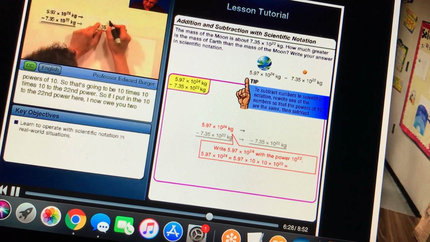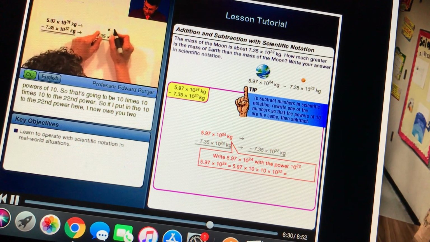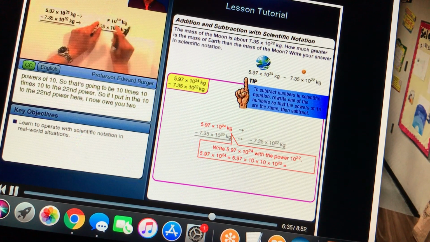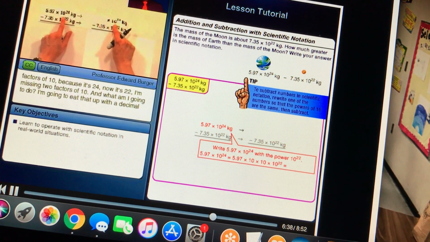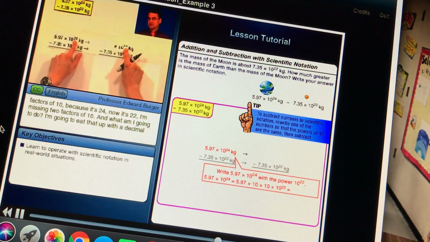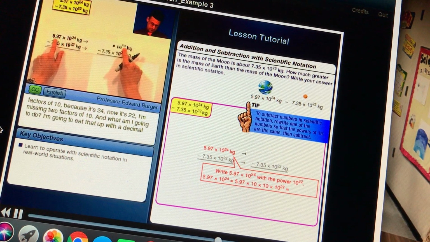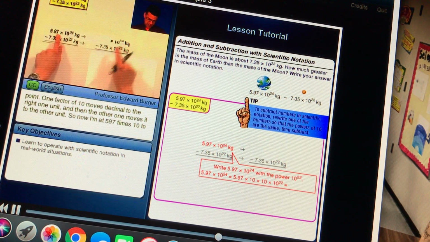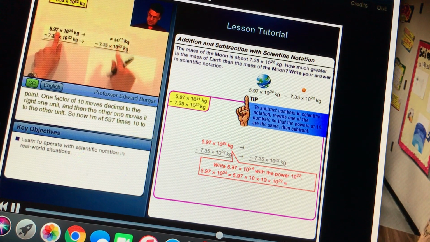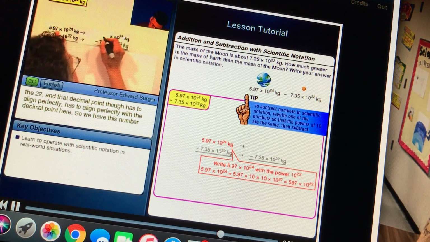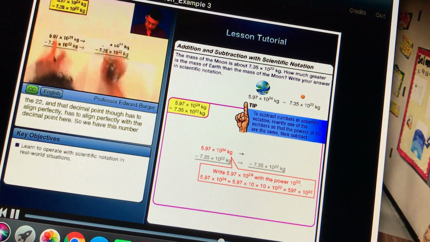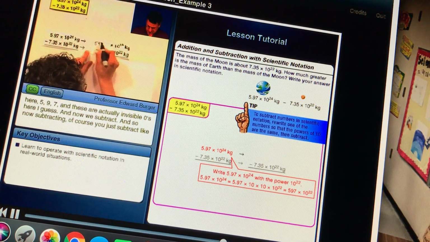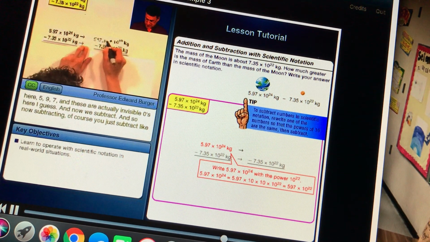So if I put in the 10 to the 22nd power here, I now owe you 2 factors of 10. Because it's 24 and now it's only 22, I'm missing 2 factors of 10. And what am I going to do? I'm going to eat that up with the decimal point. 1 factor of 10 moves the decimal to the right 1 unit, and then the other one moves it another unit. So now I'm at 597 times 10 to the 22, and that decimal point, though, has to align perfectly with the decimal point here. So we have this number here, 597, and these are actual invisible zeros here, I guess.